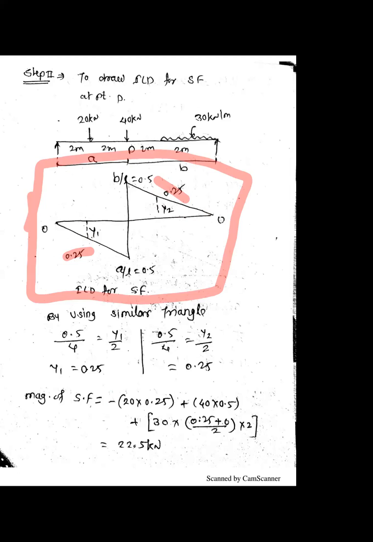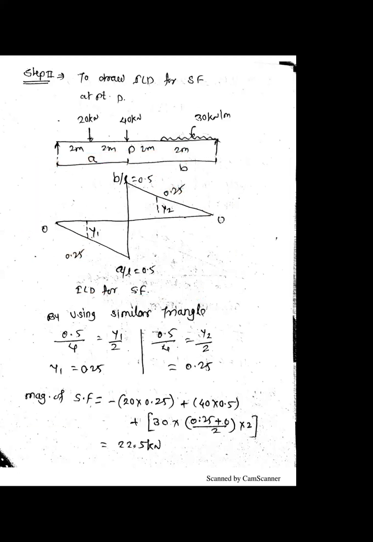Then again, the magnitude of shear force is simply load into coordinate, similar to RA and RB. Load into coordinate. So load is 20 and coordinate is 0.25. Again this is 40, here is 0.5, 40 into 0.5. Again there is a UDL, so 30 is the intensity of the UDL. Then the average of 2 points here is 0.25 and 0 divided by 2, then length of UDL into 2, which is equal to 22.5 kilonewton.